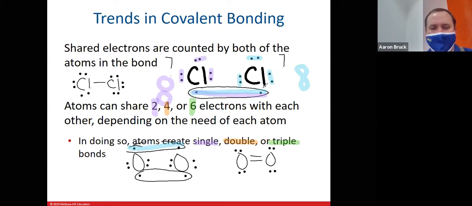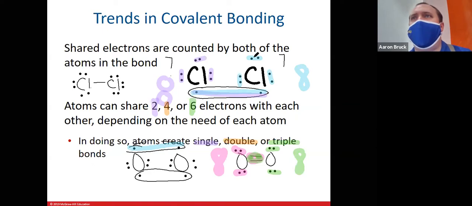So if I look at the oxygen on the left, I can see that the oxygen on the left has these two, and these four for a total of 8 electrons. The oxygen on the right has these two, and these four for a total of 8 electrons as well. The double bond satisfies the octet for both of the oxygens, allowing it to become stable.